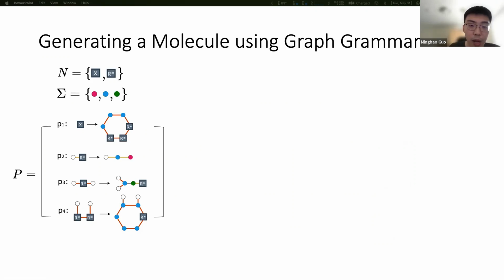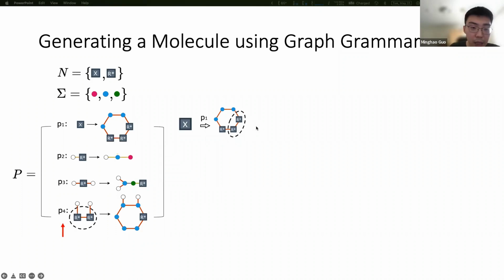Graph generation based on a graph grammar is analogous to the one with the string-based grammar. Still starting from the initial node X, the production rules are iteratively selected from the set whose left-hand side can match a non-terminal subgraph of the current graph, and the matched subgraph is replaced using the right-hand side. In this case, we use production rule number 1 to replace the initial symbol X with a benzene-like ring, but with 3 non-terminal R stars here.